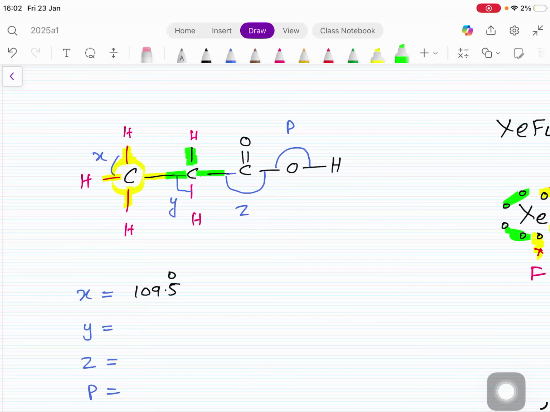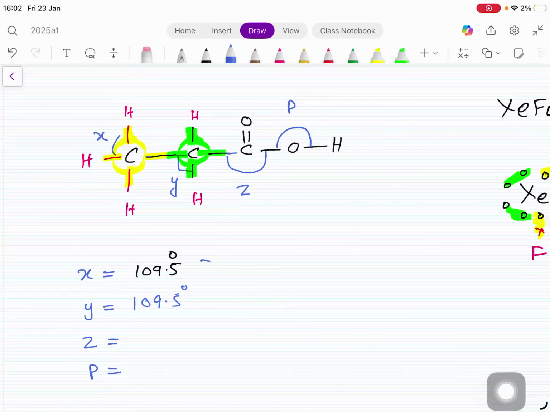Okay. What about this? 1, 2, 3, 4. Again 109.5. You don't have to see how it looks like. You have to see what is the angle. Both these shapes will be tetrahedral. Okay. What about the next one? 120. What about this? 120.